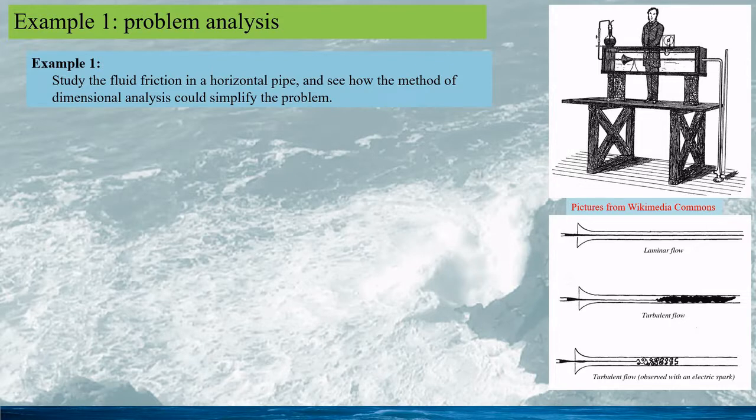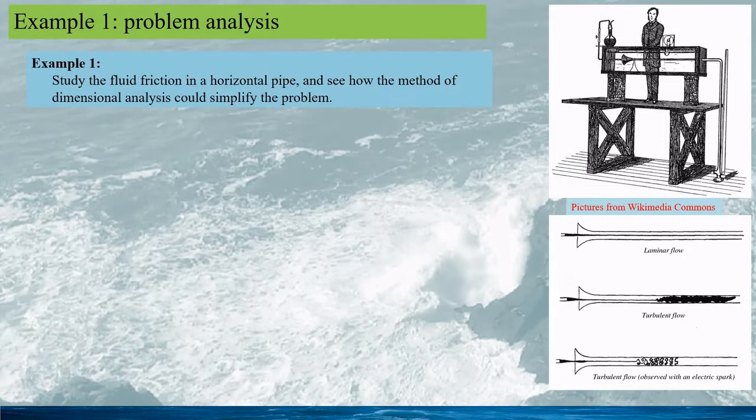The first example is the famous viscous flow in a horizontal pipe. The pictures here are the famous experiment Osborne Reynolds carried out in 1883 in studying the transition of the flow in the pipe from laminar to turbulent. He published the paper in 1894 using a non-dimensional parameter for the first time ever, which was later named the Reynolds number, as an indication of the fluid states, laminar and turbulent.